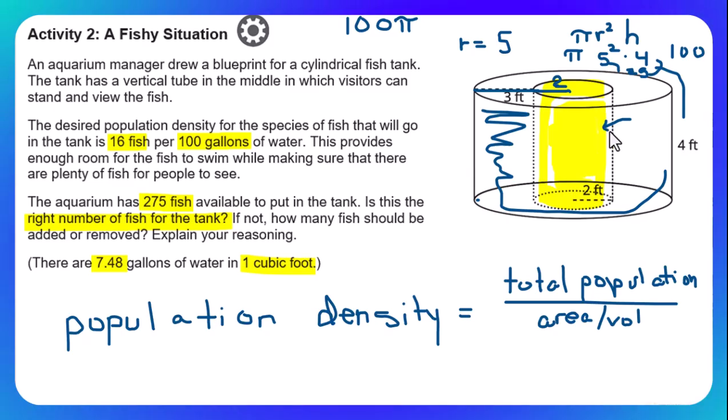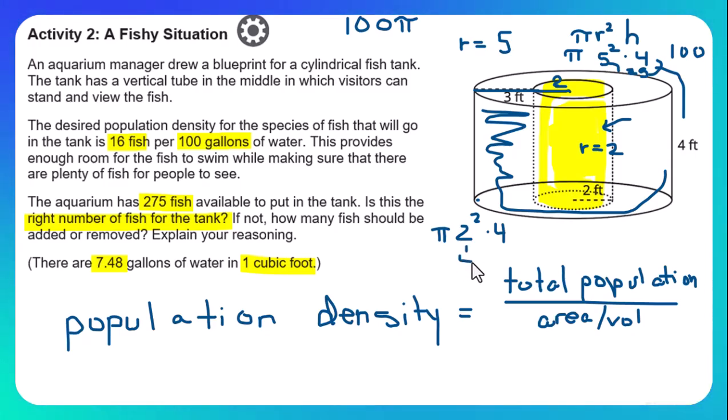Now we're going to subtract the yellow cylinder on the inside. We're going to take that out because that's where the people are going to stand, so that's not filled with water. The radius here is 2, so it's going to be pi times the radius squared, 2 squared, times the height, and the height is still 4. So 2 times 2 is 4, and 4 times 4 is 16. So that's going to be 16 pi.